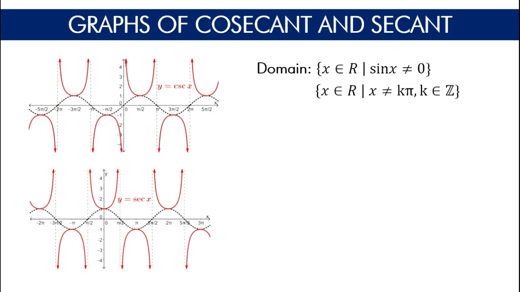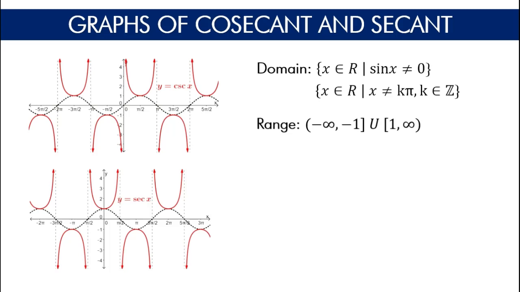And then for the range, as you can see, we have here from negative infinity, so it starts from the bottom, until negative 1, inclusive. And then there's a discontinuous part here. Then let's have the union, 1 to positive infinity, 1 and upwards.